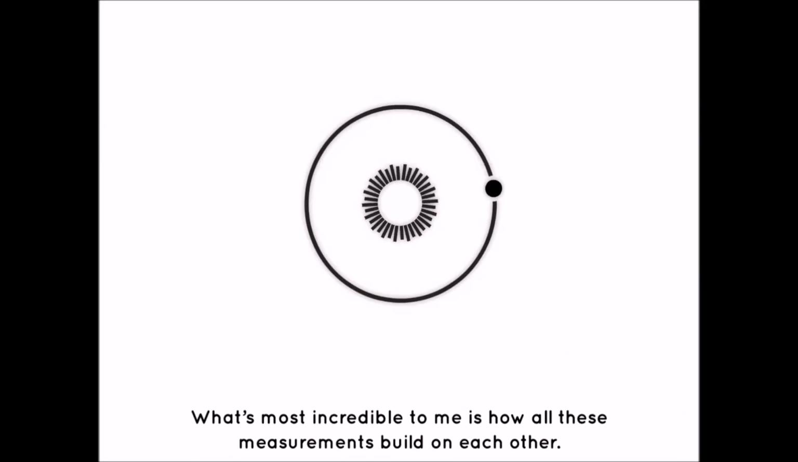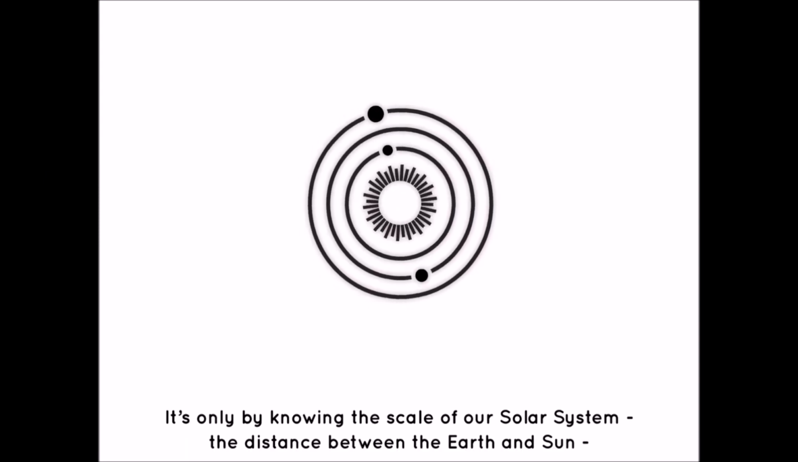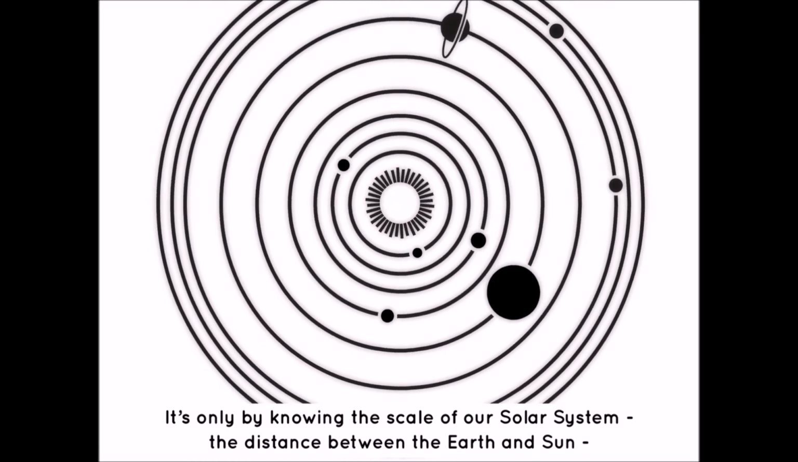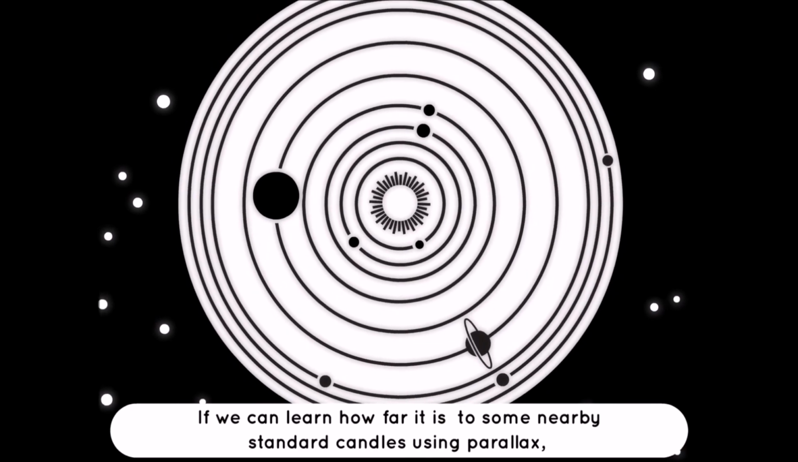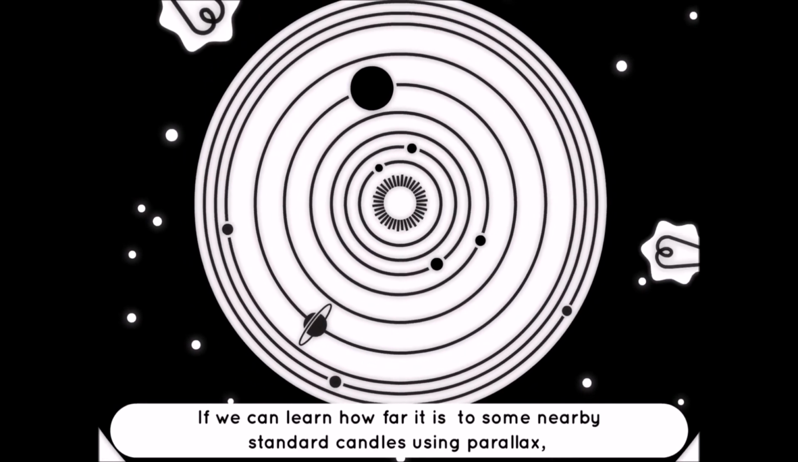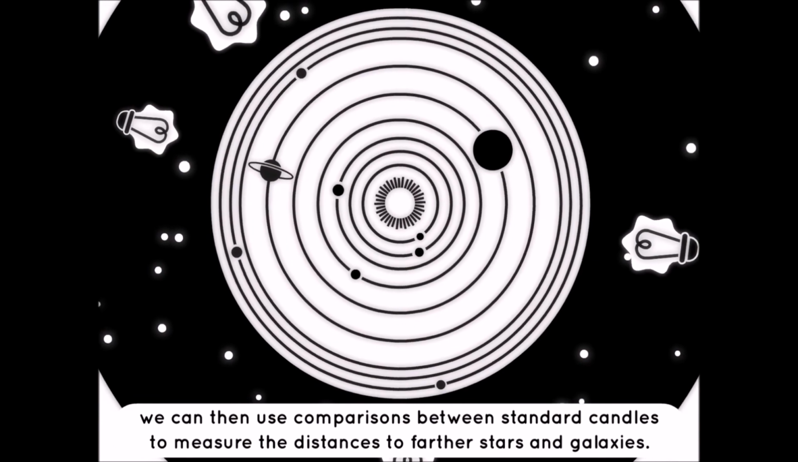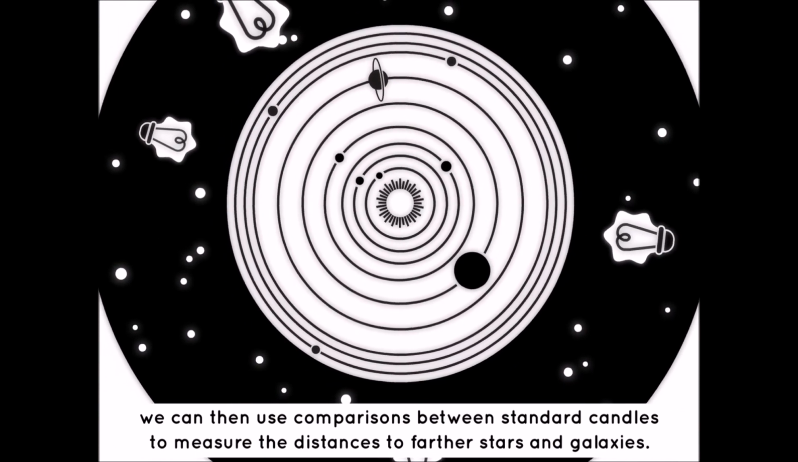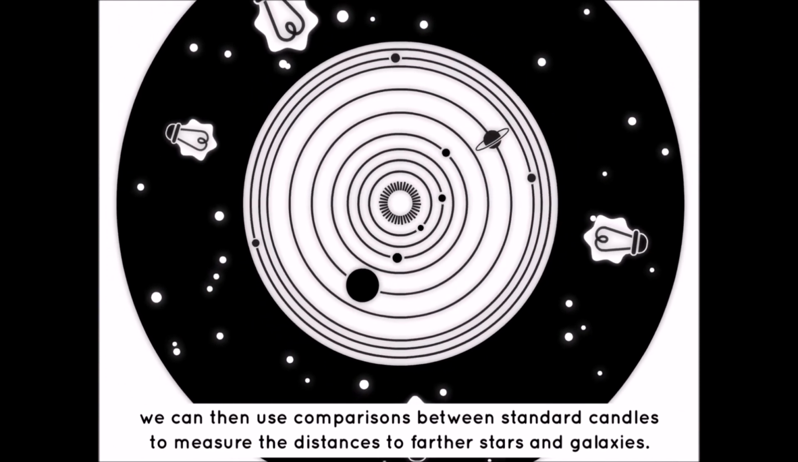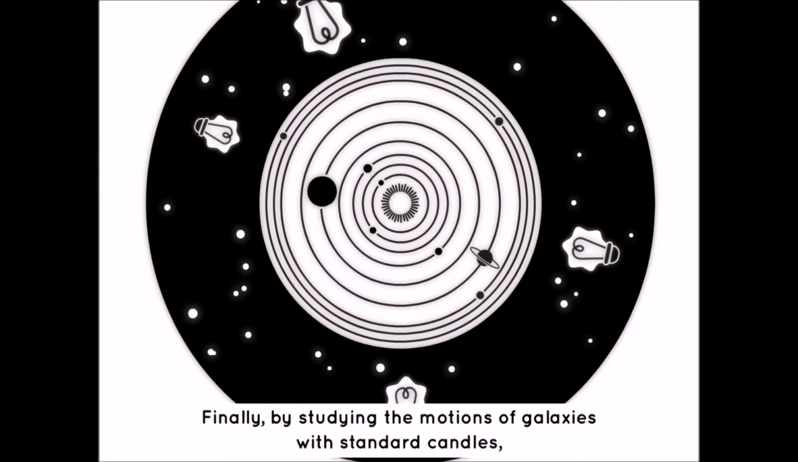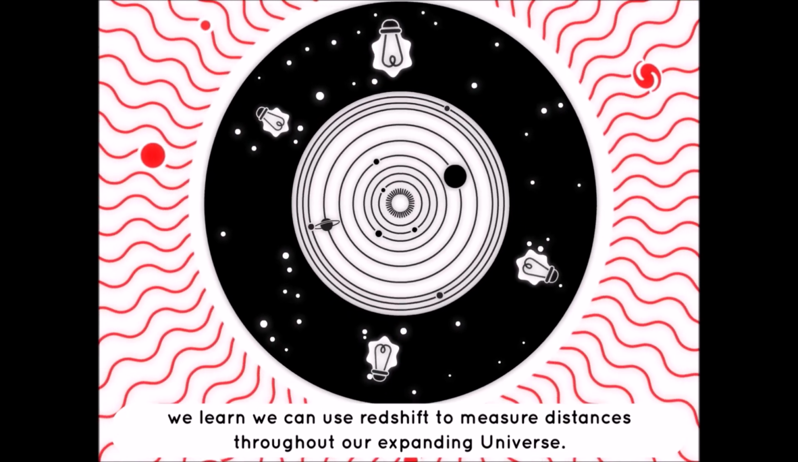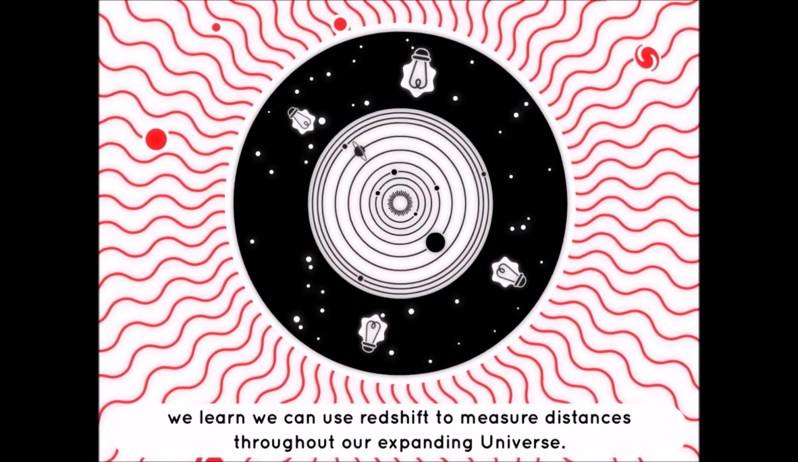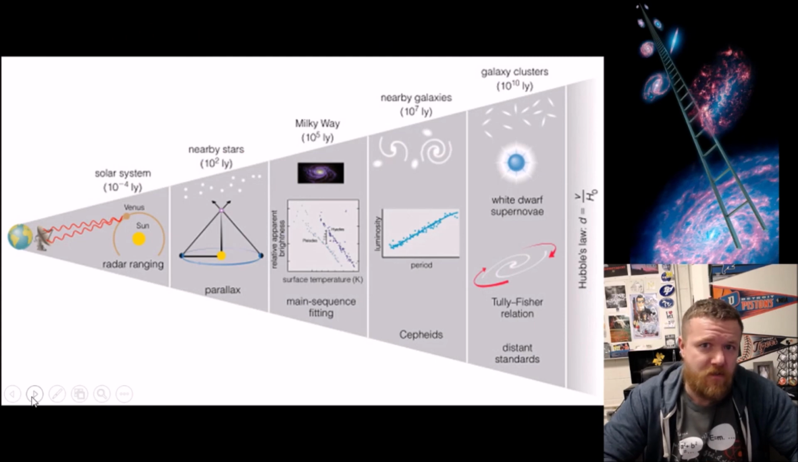What's most incredible to me is how all these measurements build on each other. It's only by knowing the scale of our solar system, the distance between the Earth and the Sun, that we're able to measure the distances to nearby stars using parallax. If we can learn how far it is to some nearby standard candles using parallax, we can then use comparison between standard candles to measure the distances to farther stars and galaxies. Finally, by studying the motions of galaxies with standard candles, we learn we can use redshift to measure distances throughout our expanding universe. Go ahead and sketch this in your science journal.